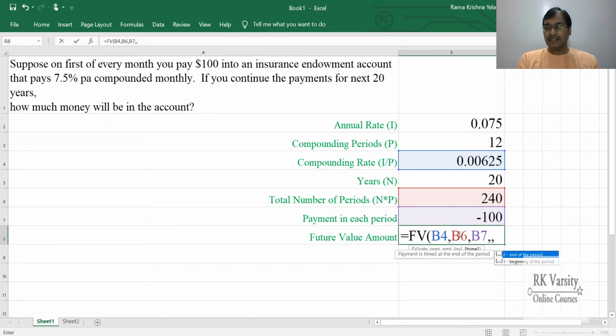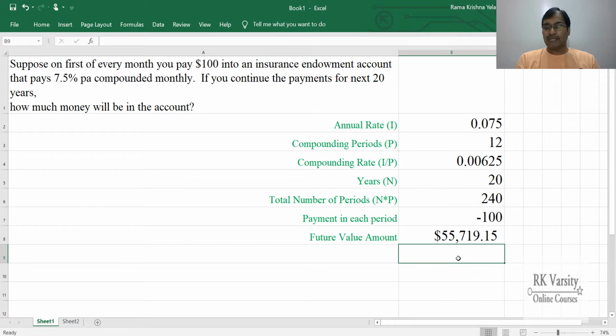Then here in the type, in case of ordinary, we have not given any type. So that means the payment is made at the end of the period. But in this case, you are making payment on the first of every month. So you need to select beginning of the period. Beginning of the period is 1. You can place a 1 here. That means the payment is made in the beginning of the period. Then close the bracket, press enter key.